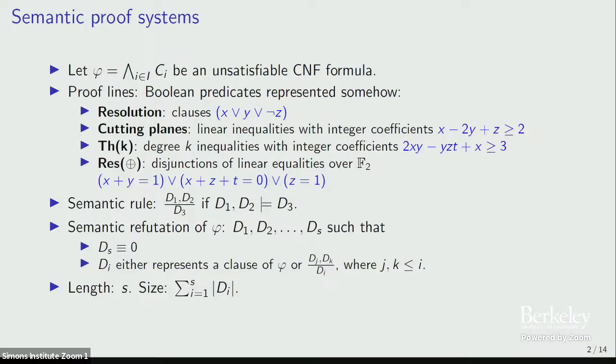In some cases, a semantic proof system is not necessarily a real proof system in the Cook-Reckhow sense, because it is not necessarily easy to verify semantic rules. For example, for resolution, it is easy to verify. Even for cutting planes, if we consider semantic cutting planes, it is NP-hard in the general case. For Thk also NP-hard, but for resolution over parities, it can be done in polynomial time.